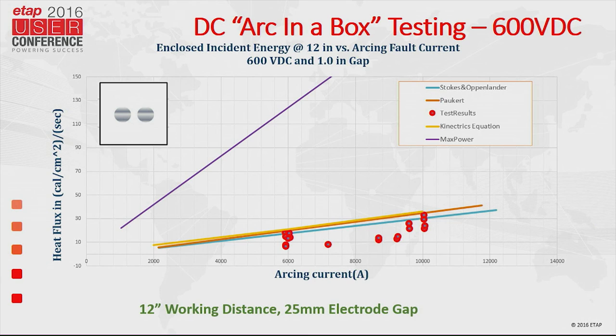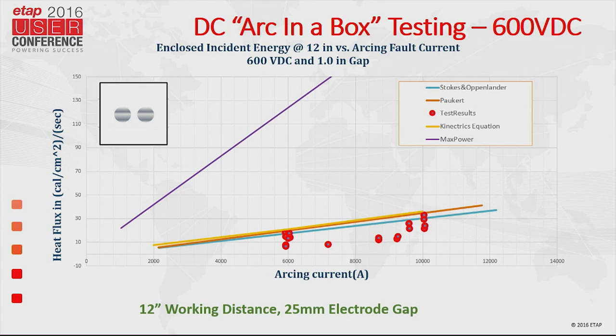One more test result we can look at here was arc in a box testing. So we got the enclosure thrown in. One more wrinkle in it. We've got a horizontal electrode configuration, 600 volts, 1-inch gap, so 25 millimeters again, 12-inch working distance. Maximum power, now he's way out in left field. Very high incident energy level that we're looking at. The other models, we got Stokes and Oppenlander, we got Paukert.